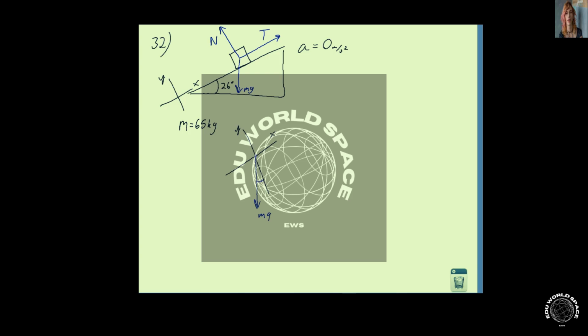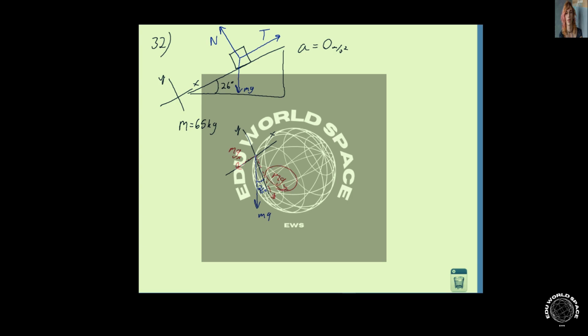So when I do that, this angle right here is the same angle as the angle of the hill, 26 degrees. And here now we're going to find the two components of the weight force. I've got one component that is going perpendicular to the hill, and I've got another component that is going parallel to the hill. I call these mgy and mgx. You might see them as mg parallel and mg perpendicular, depending on the textbook. But these are the two components we need.